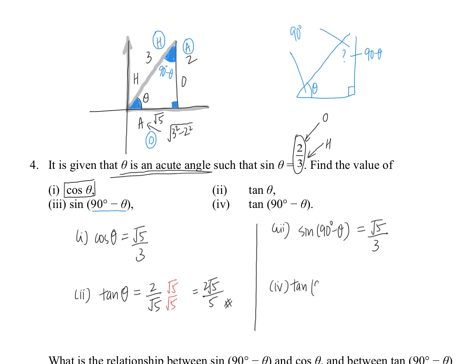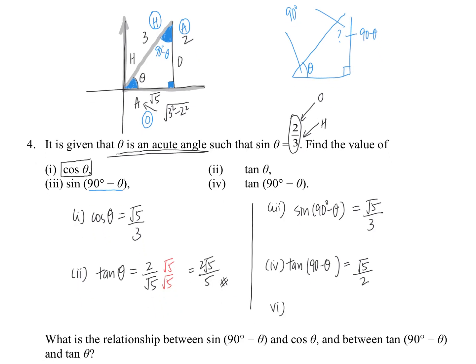Last one, tangent 90 minus theta. It is O over A. So refer to the blue labels. O is root 5, A is 2. We might as well also find cosine 90 minus theta, which is A over H.